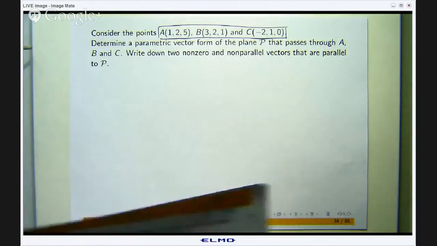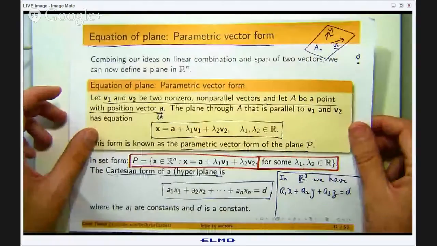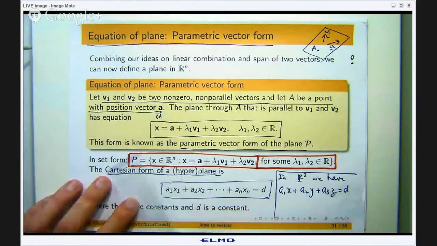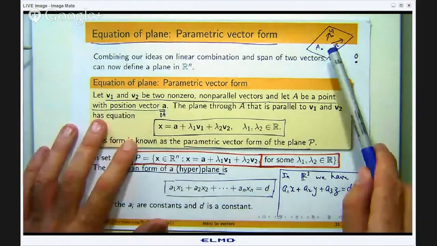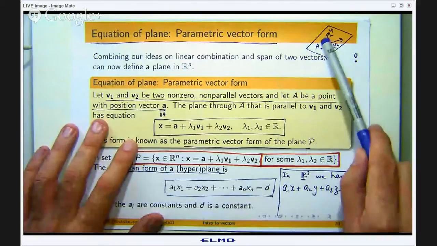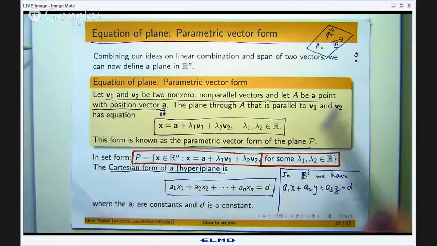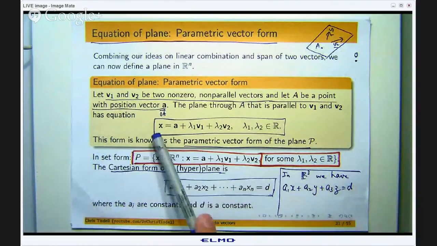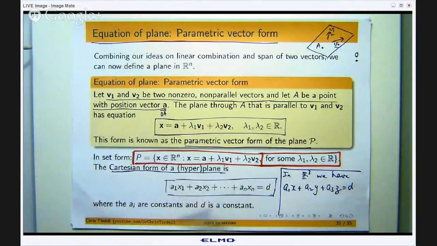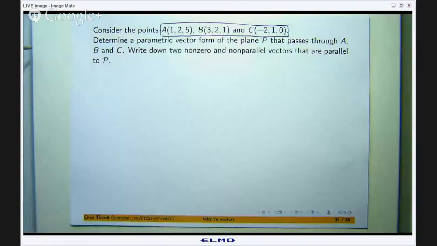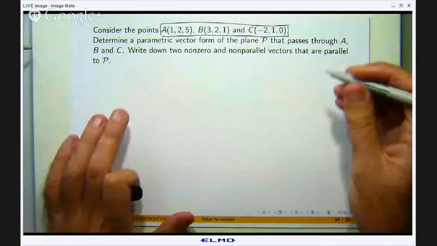Well, let me just refresh your memory. Here's our discussion from previous videos on the equations of planes and the parametric vector form. So this parametric vector form here involves 3 things. It involves a point on the plane and 2 vectors that are parallel or contained within the plane. If I can calculate those 3 things, then this is the equation. Lambda 1 and lambda 2 here are known as parameters. So let me just draw a quick sketch of what's going on with this question.